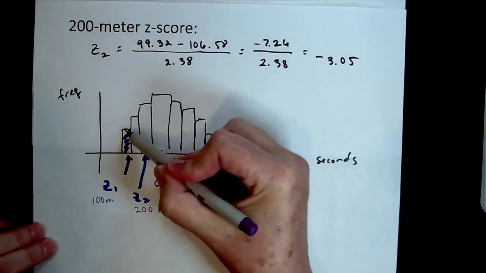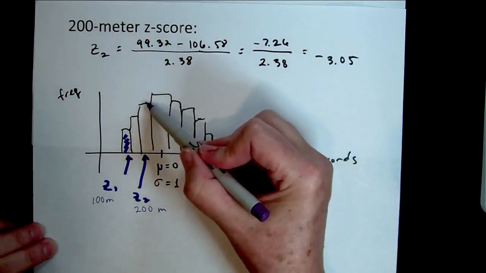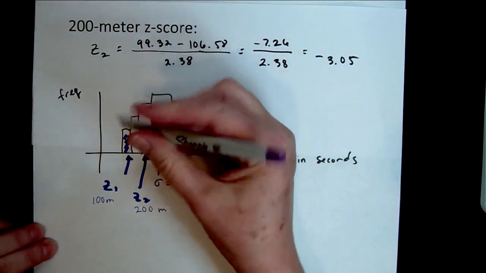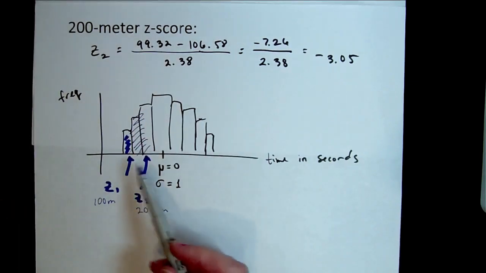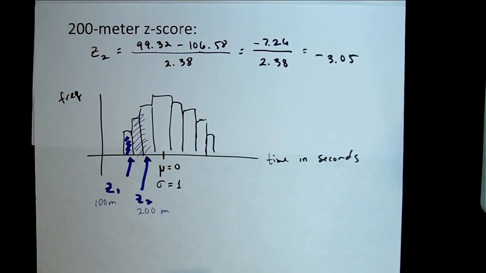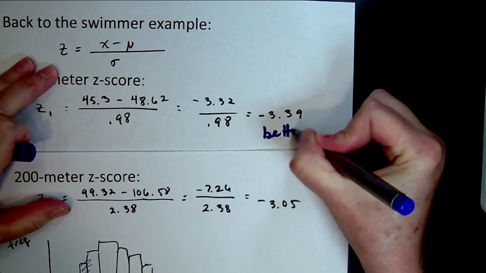So it looks like there are fewer guys that can beat him in the 100-meter race than there are in the 200-meter race. The guys that can beat him are the guys that have a shorter time, and there's not as many of them proportionately in the 100-meter race. So this is the one that's better.